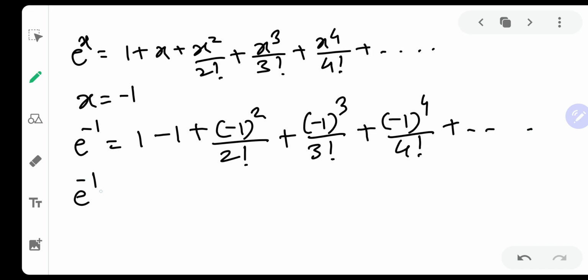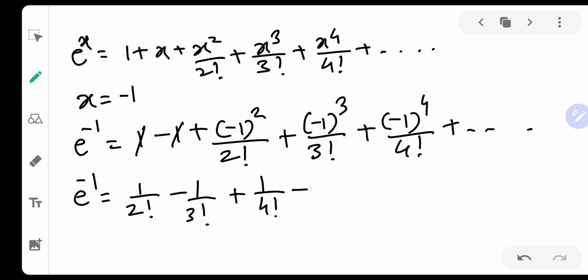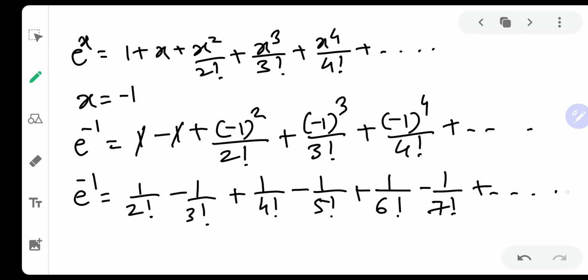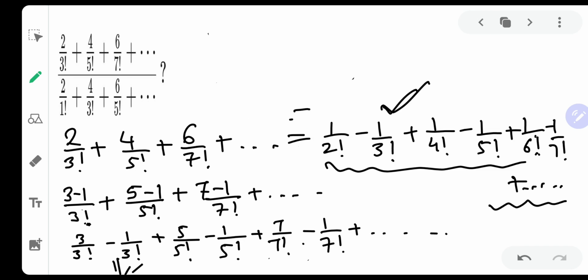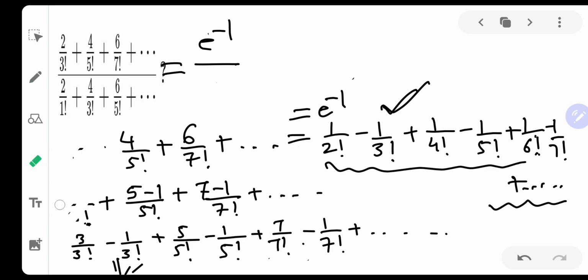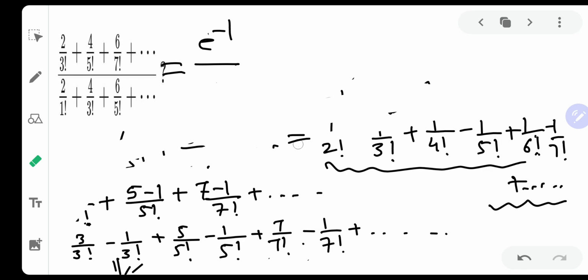So you can see e raised to minus 1: 1 minus 1 got cancelled, 1 upon 2 factorial, minus 1 cube is minus 1, so minus 1 upon 3 factorial, then it will be 1 upon 4 factorial. Now you must have guessed the idea of the question. It will be minus 1 upon 5 factorial plus 1 upon 6 factorial minus 1 upon 7 factorial, and the process continues till infinity. So our numerator is inevitably turned into e raised to minus 1. That is very good. So let us write down the numerator as e raised to minus 1.